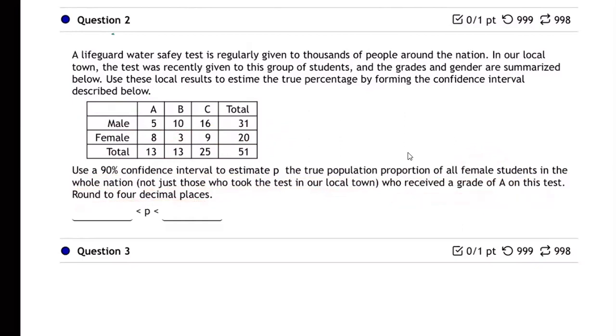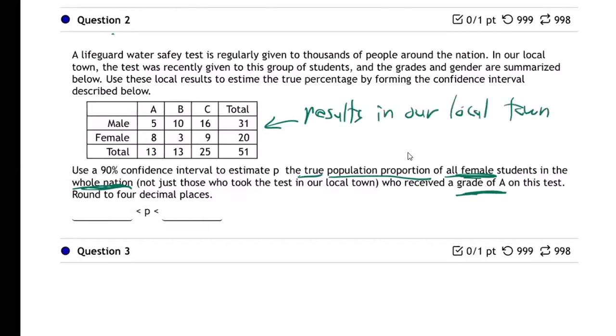So basically, what are they asking us? They're saying, what's the true population proportion of all female students who get an A in the whole nation? So this is just results in our local town. We're going to use those. That's like a survey, right?